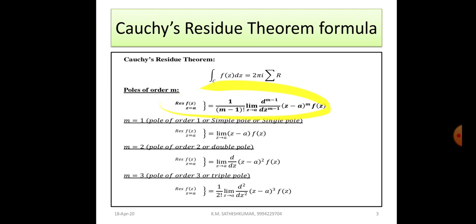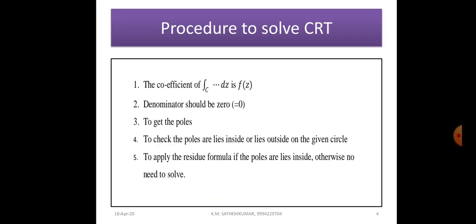As well, we have the formula for m is equal to 2, and for m is equal to 3. So only these formulas are used to solve by using Cauchy's residue theorem. If the pole lies inside, we use the formula to find the solution. If it lies outside, no need to use this formula. Next, the procedure to solve with Cauchy's residue theorem.